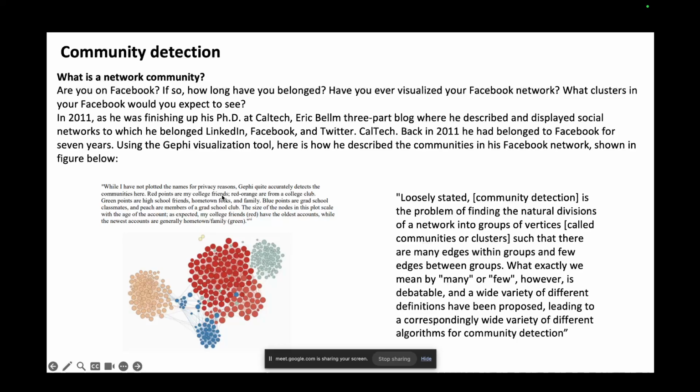It quite accurately detects the communities here. The red points are your college friends. The red orange are from your college club. The green points are your high school friends, hometown folks, family, etc. The blue points are your grad school classmates. And the peach are members of a particular grad school club.